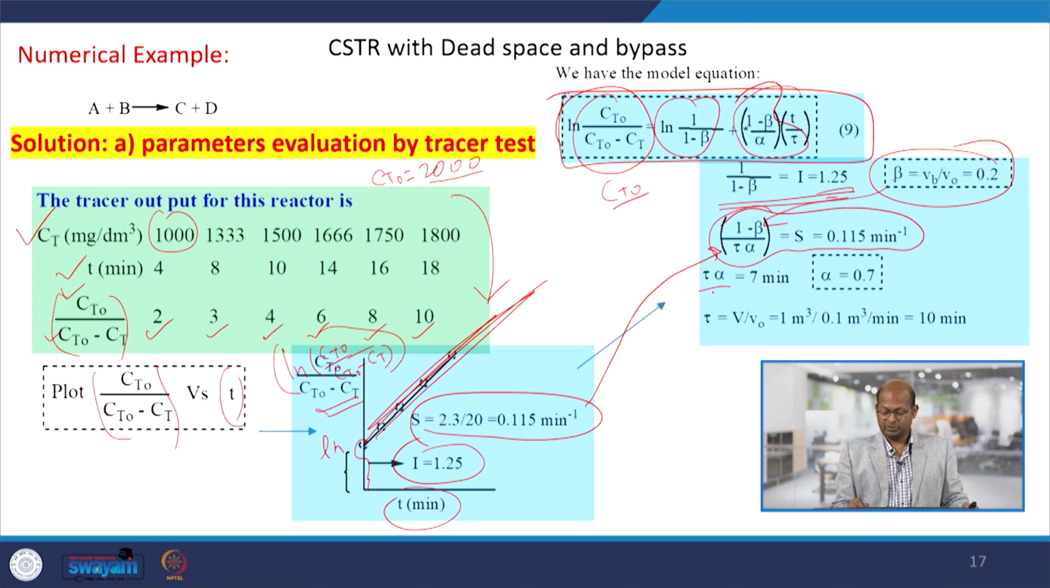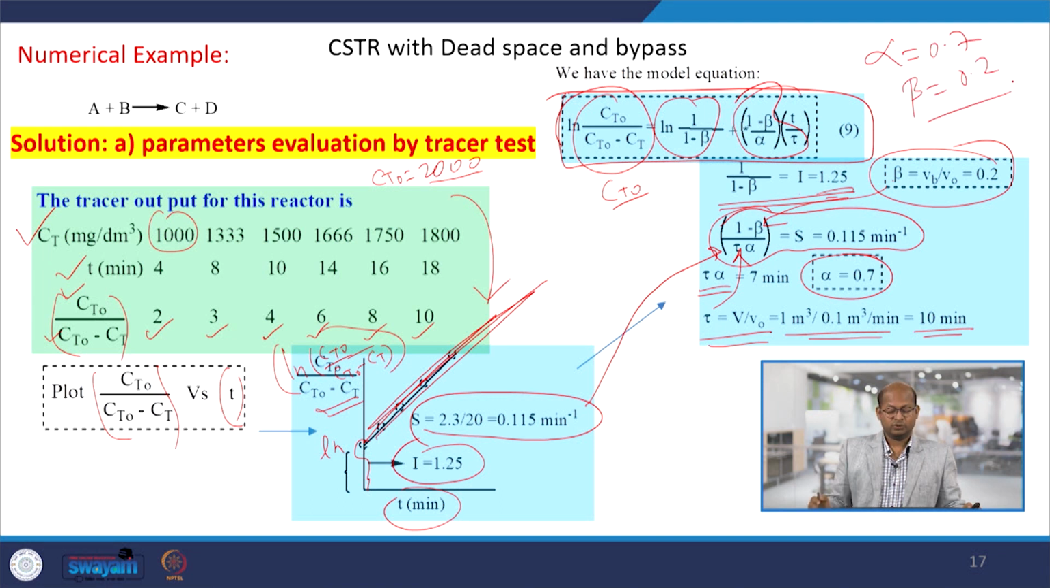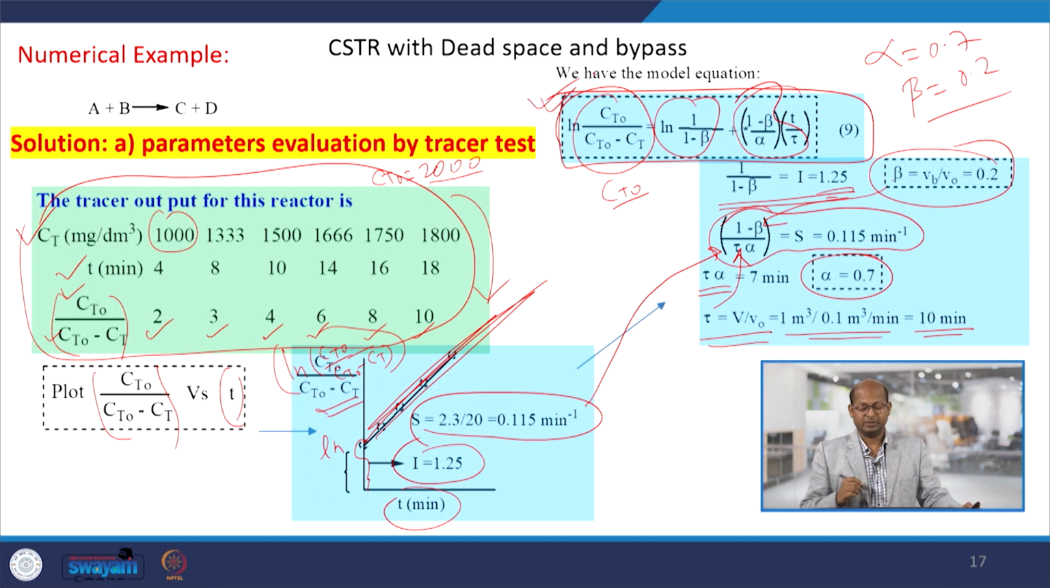The tau value we know: tau equals space time, volume by volumetric flow rate, that is given. So, 10 minutes, and we can substitute this tau here. Then we can get the alpha value. So, alpha equals 0.7 and beta equals 0.2. So, using the tracer test, from this experimental data and using these model equations that were developed, we can find the alpha and beta values, which would be useful for our reaction system.